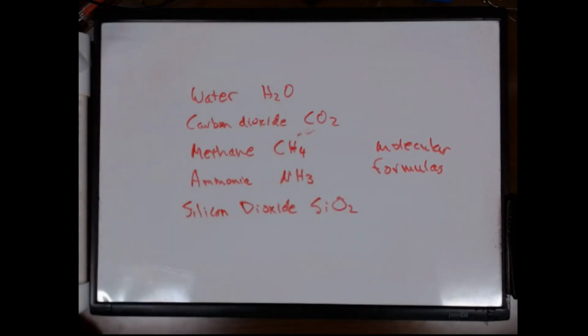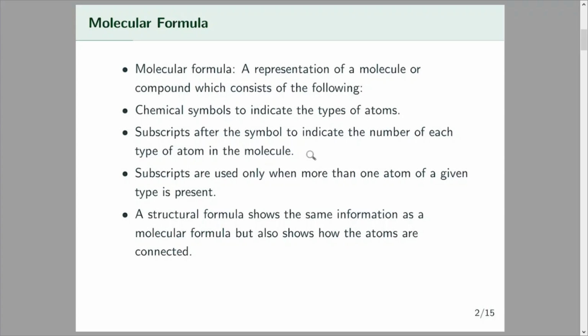The subscripts are only used when more than one of a given atom is present. So if there's no subscript, you just assume it's 1. There's 1 nitrogen in an ammonia molecule. There's 1 nitrogen and 3 hydrogens, right, and so on. A structural formula shows the same information, but also shows how the atoms are connected. So these are molecular formulas, these we're looking at here.